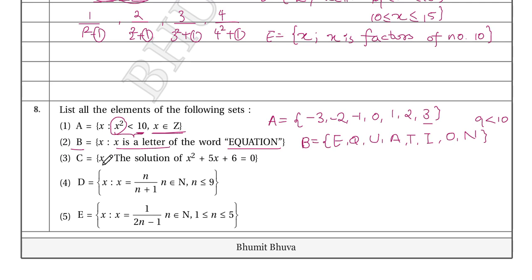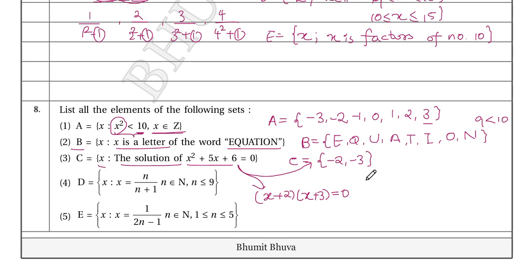Then look at the set C: x such that x is a solution of x square plus 5x plus 6 is equal to 0. If we solve this quadratic equation, we will get two roots. The factors are x plus 2 and x plus 3. If you equate them with 0, we will get minus 2 and minus 3. These are the roots of this quadratic equation, so these two answers will come here in the set C.